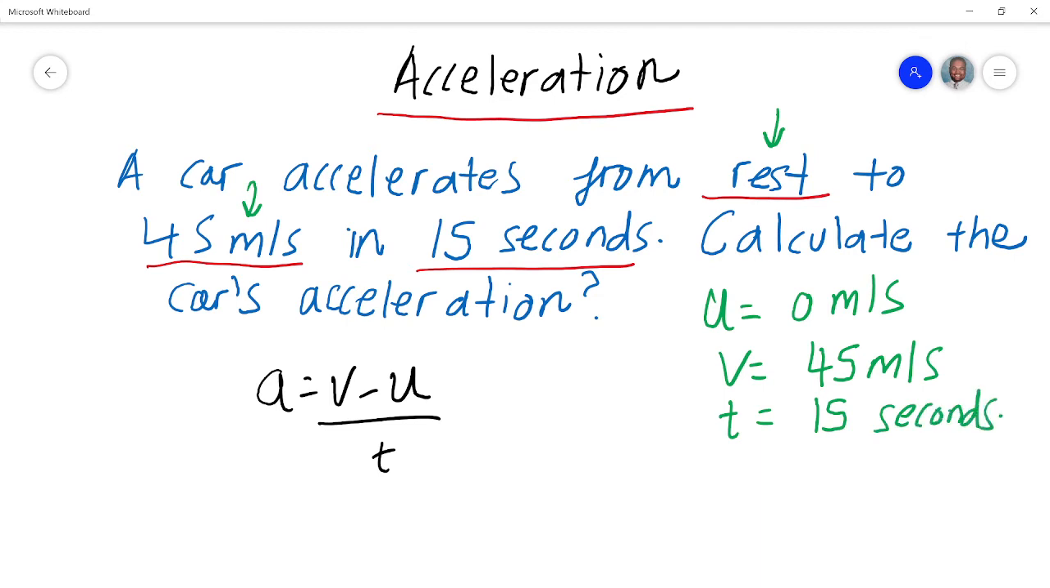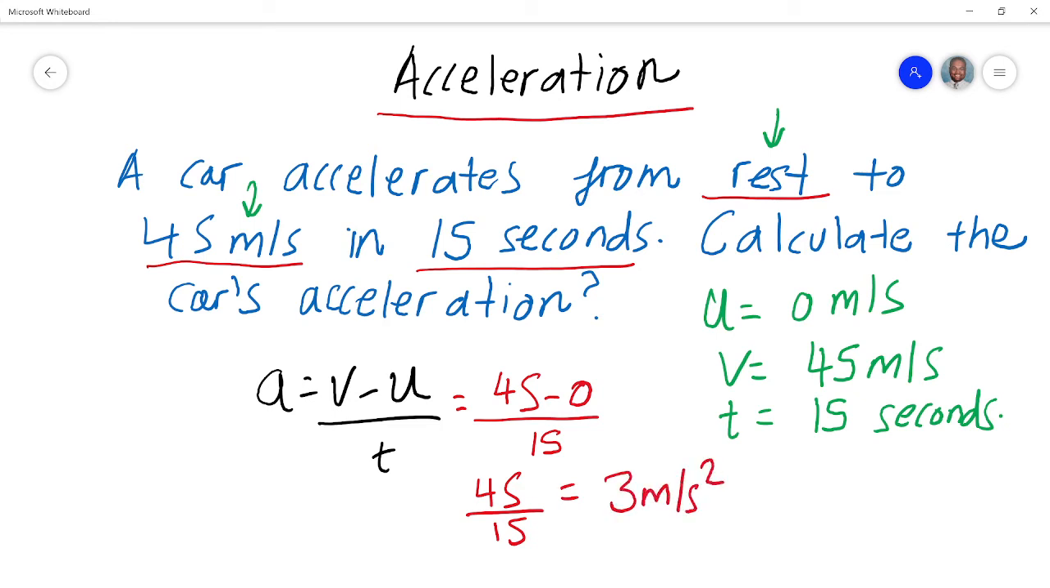So let's now substitute the values in here. A is equal to V minus U over T. So that's going to be 45 minus 0 divided by 15. That's 45 divided by 15, and that will give you 3 meters per second squared. So the acceleration of the car becomes 3 meters per second squared. Let's look at another question.